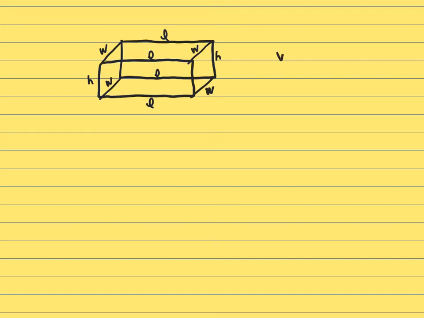The volume would just be length times width times height, LWH. And then the area of the 6 sides: you've got a top and a bottom, and the bottom and the top are the same. So you've got 2 of those, that would be LW. That's top and bottom. Now let's do front and back.